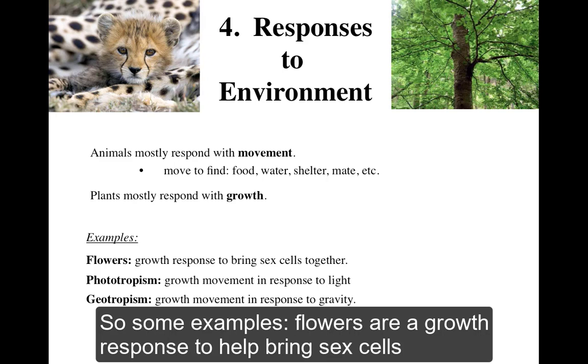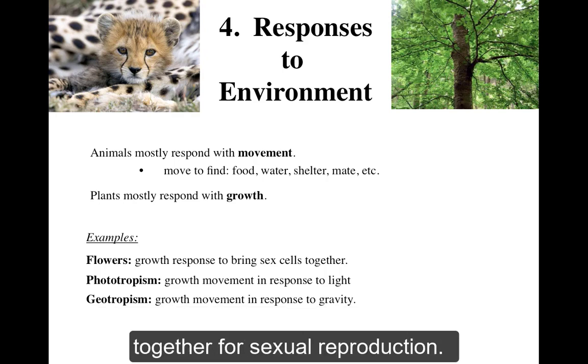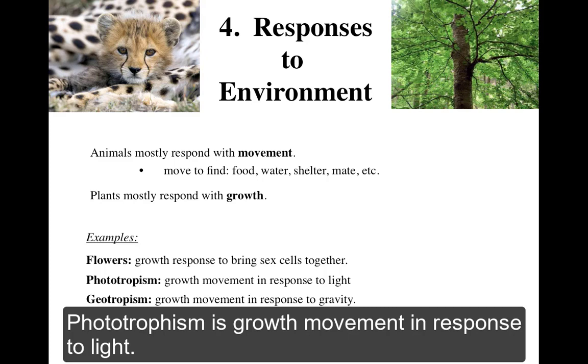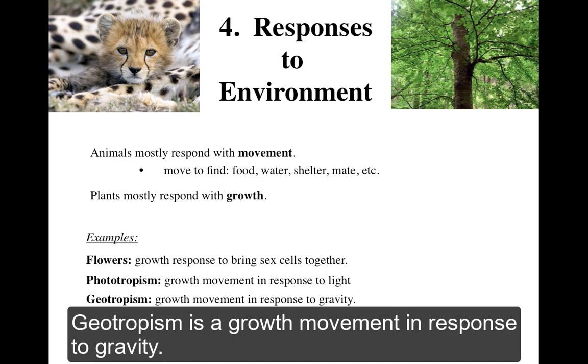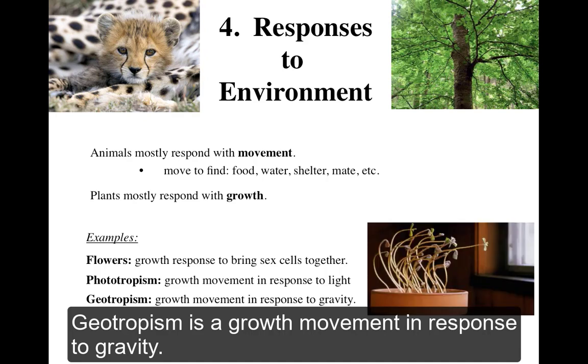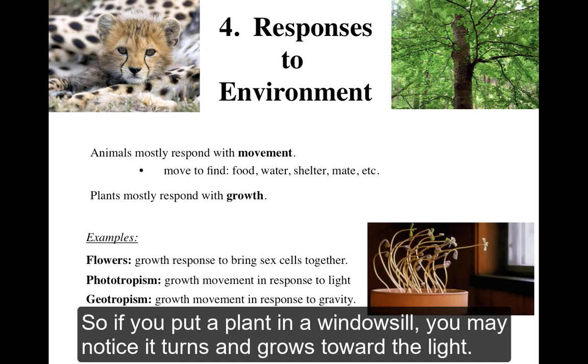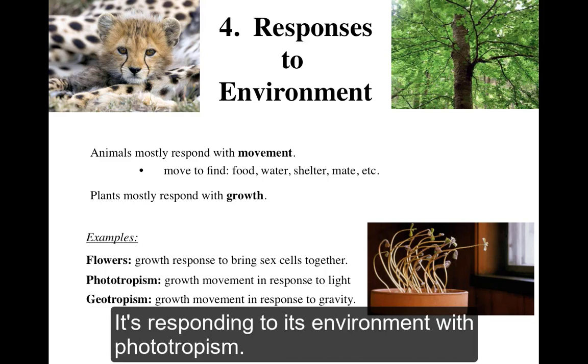So some examples. Flowers are a growth response to help bring sex cells together for sexual reproduction. Phototropism is growth movement in response to light. Geotropism is a growth movement in response to gravity. So if you put a plant in a windowsill, you may notice that it turns and grows towards the light. It's responding to its environment with phototropism.